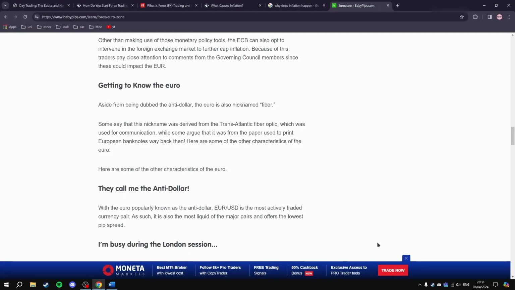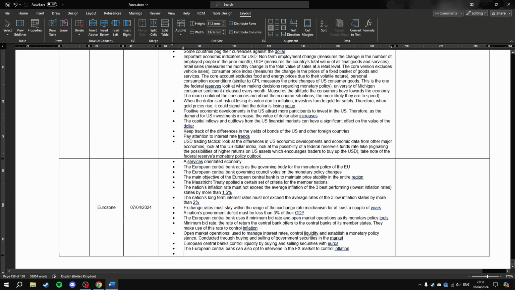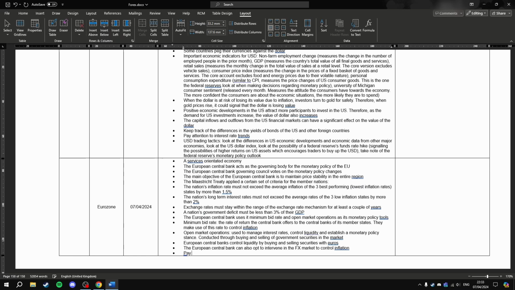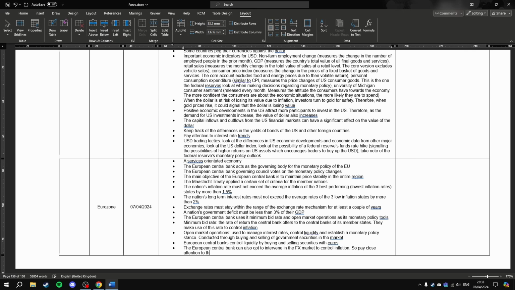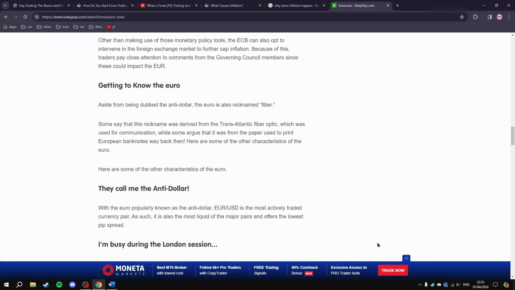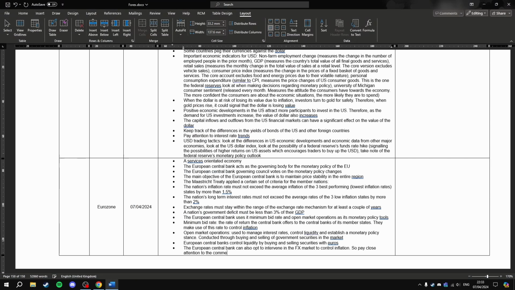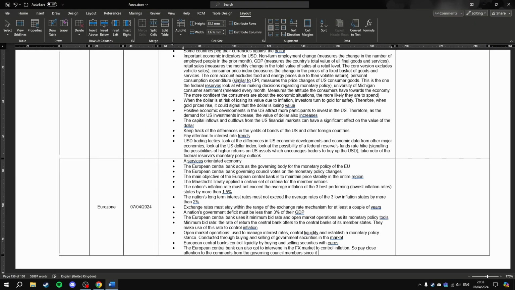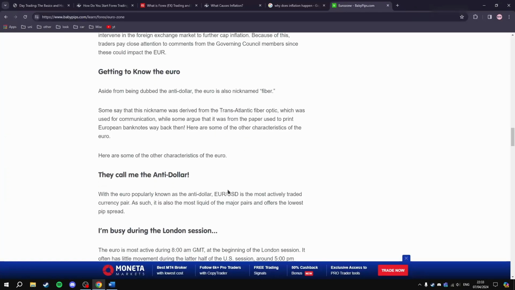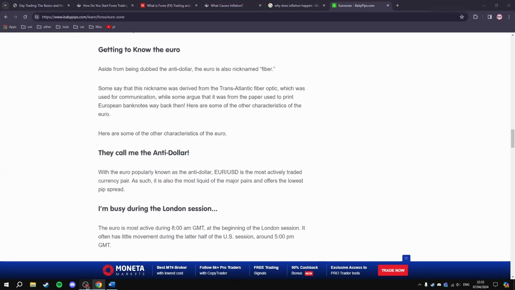Because of this, traders pay close attention to comments from the governing council members, since these could impact the EUR.